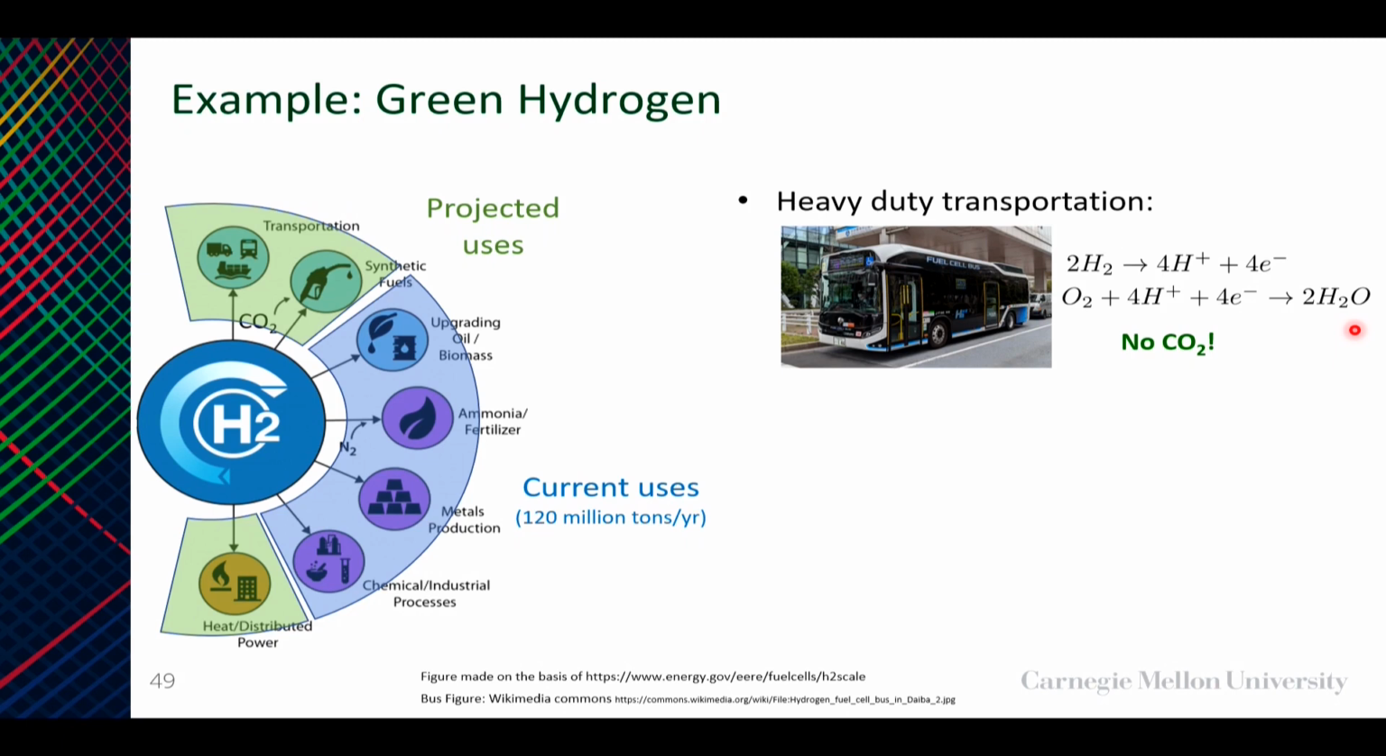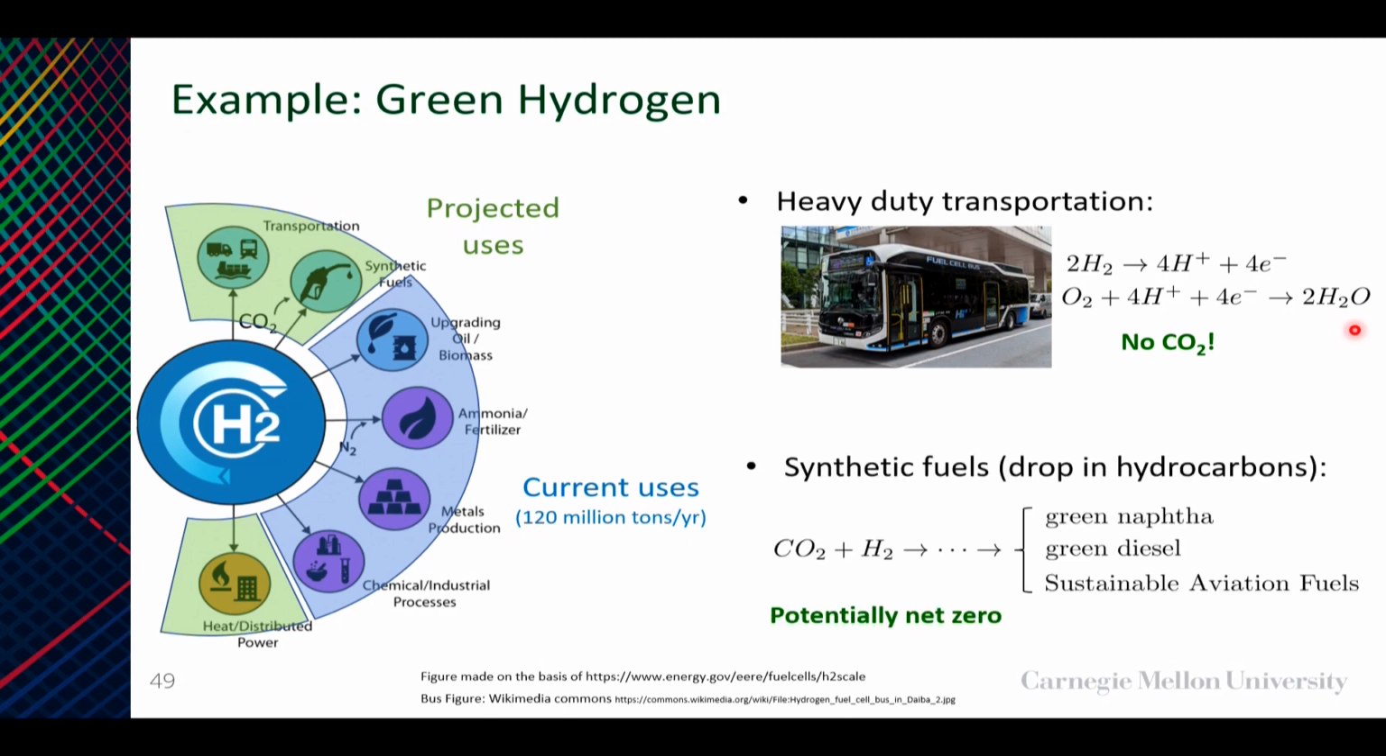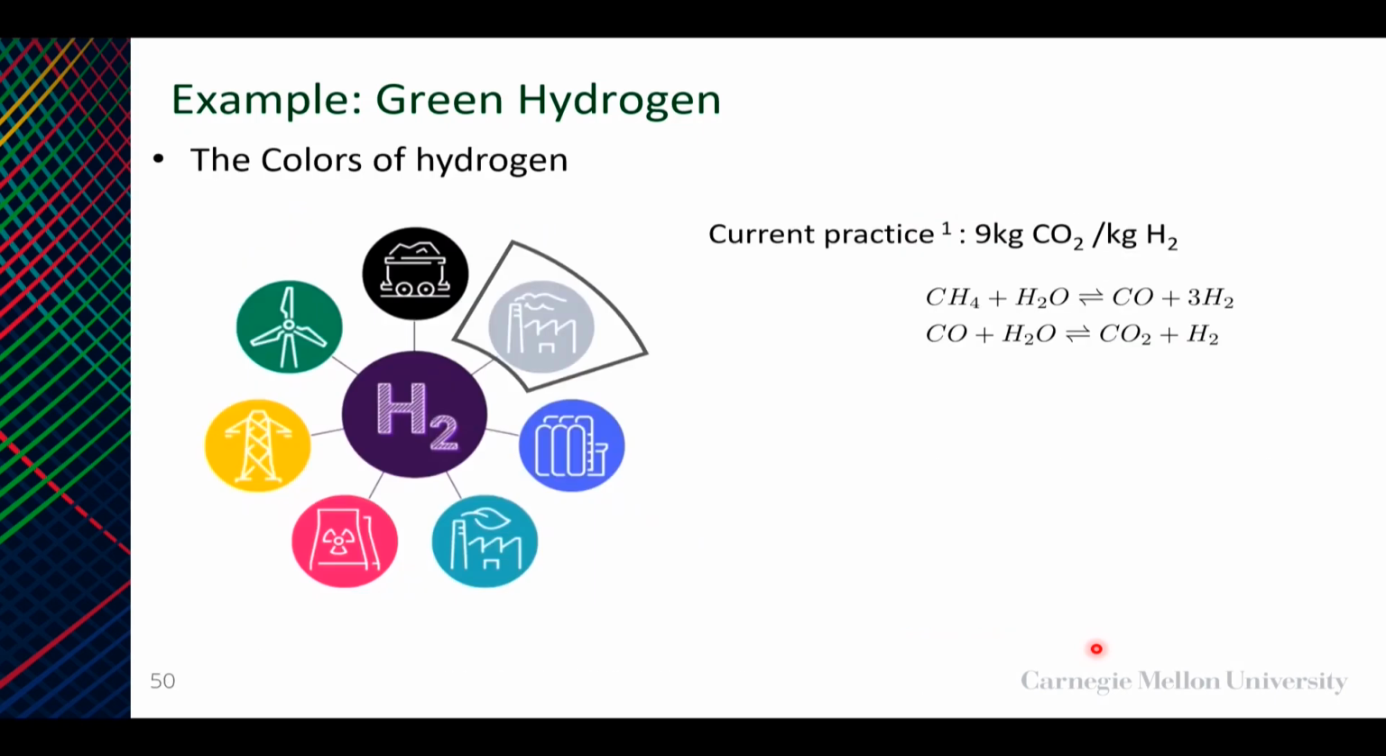So there is no CO2 associated in here. And another projected use is to use hydrogen and combine it with carbon capture to produce what we call drop-in hydrocarbons. So these are the same hydrocarbons that you obtain currently from oil, but they are obtained from captured CO2. And this pathway is very important, for example, for sustainable aviation fuels, for which we don't have any other non-carbon-based technology right now. So this pathway can be potentially net zero if we design it properly.